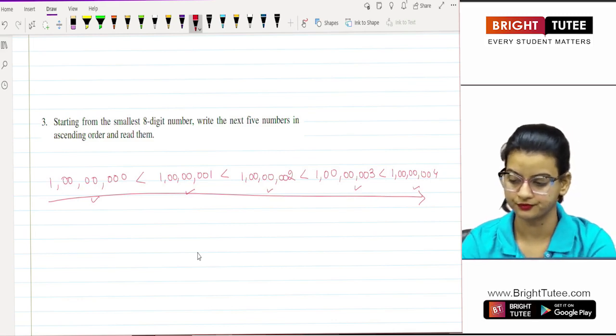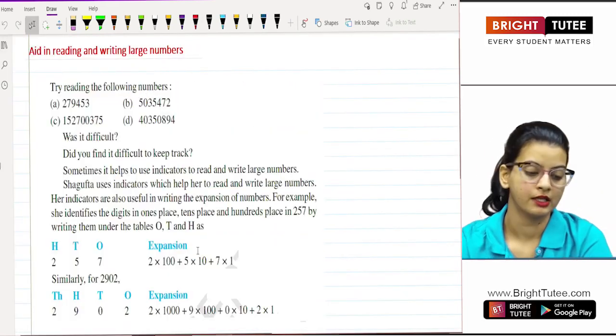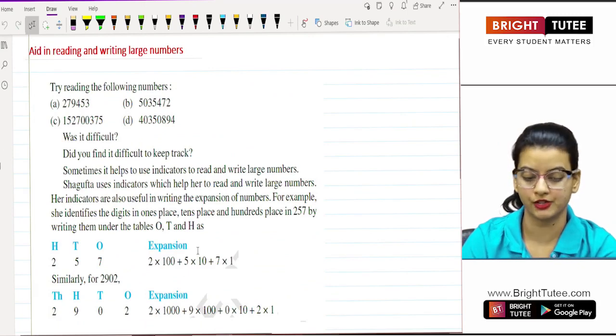Okay, right. Now we will move ahead. This is to aid in reading and writing large numbers.